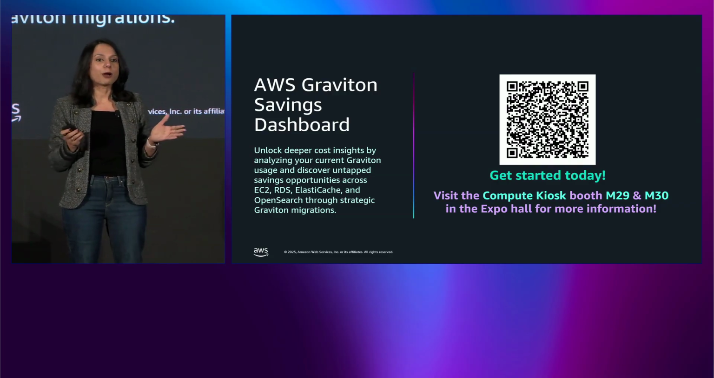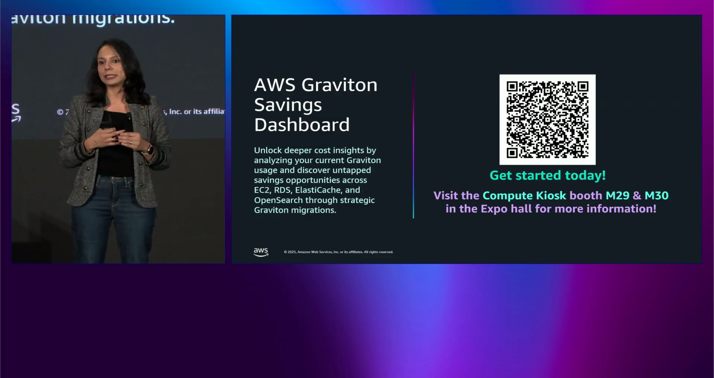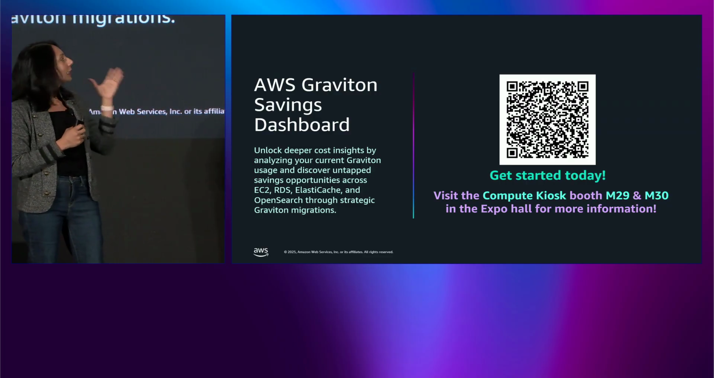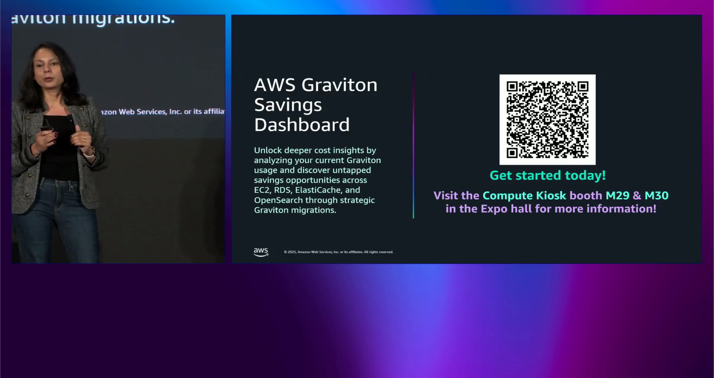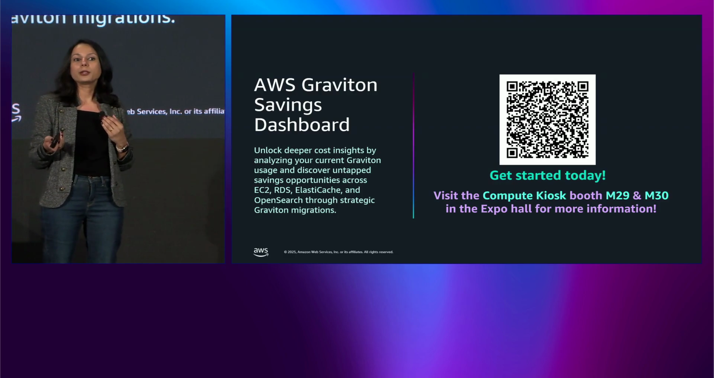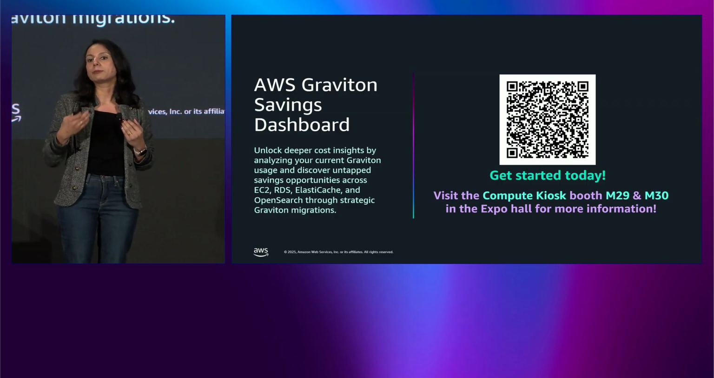So I also did promise that I would show you how you could get to the detailed deployment steps. So please go ahead and here is your chance. Scan the QR code. This should take you to our Graviton Savings Dashboard landing page. And there you would be able to see all the detailed steps for implementing this in your environment.